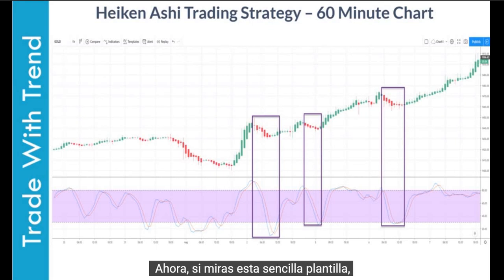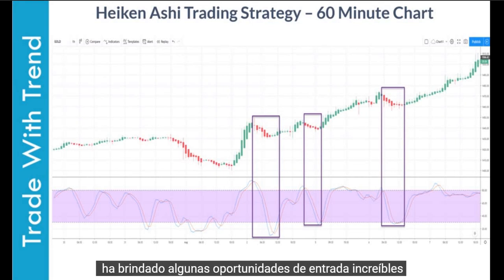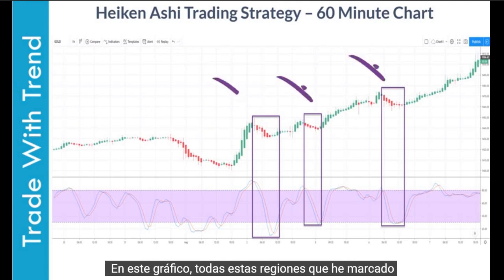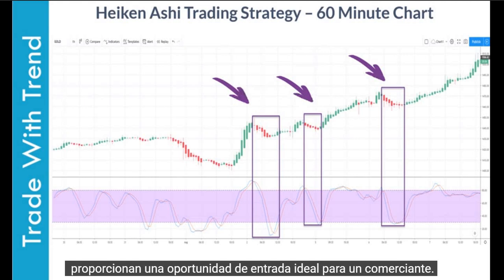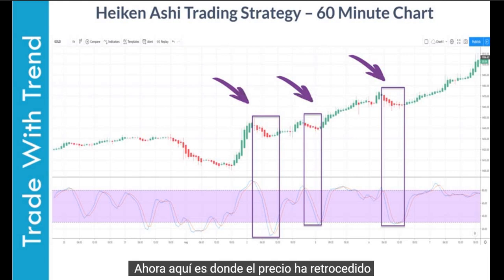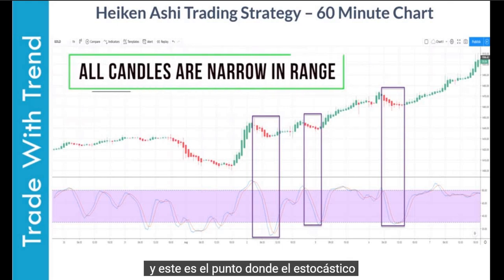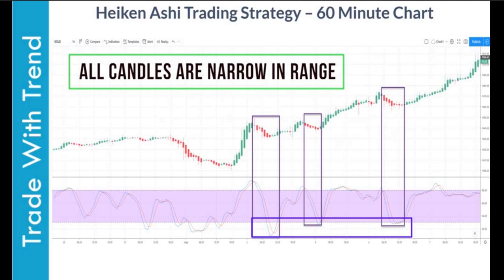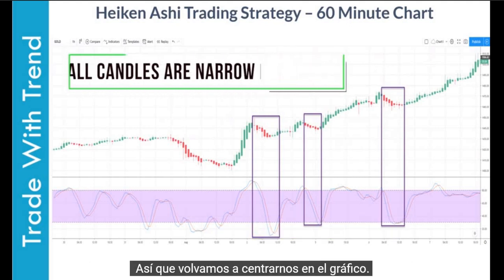Now if you look at this simple template, it has given some amazing entry opportunities in gold over the last few months. In this chart, all these regions that I've marked provide an ideal entry opportunity for a trader. This is where price has retraced with narrow range candles, and this is the point where stochastic has moved consistently below the 30 mark.